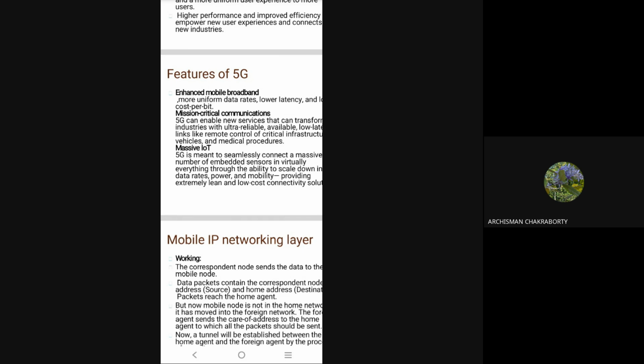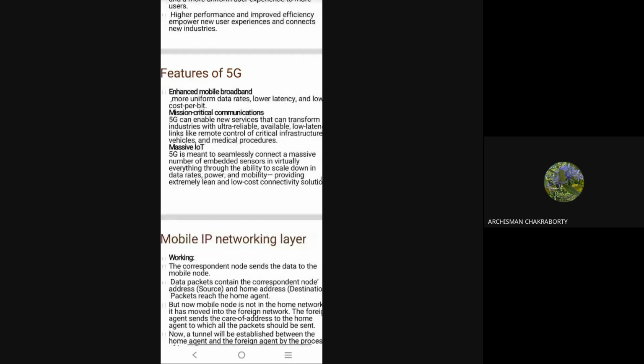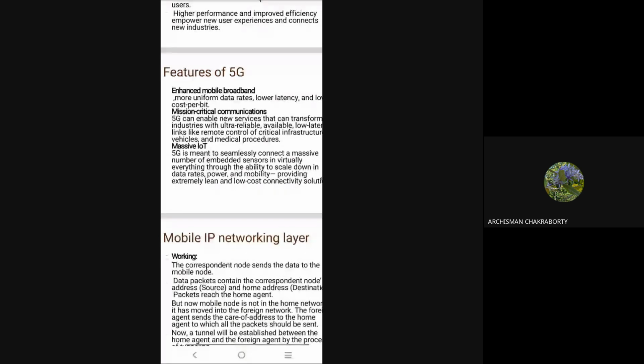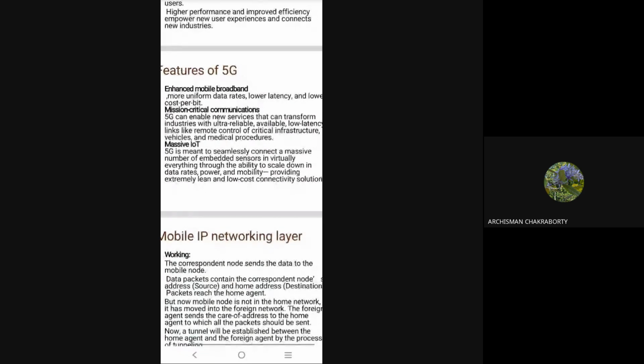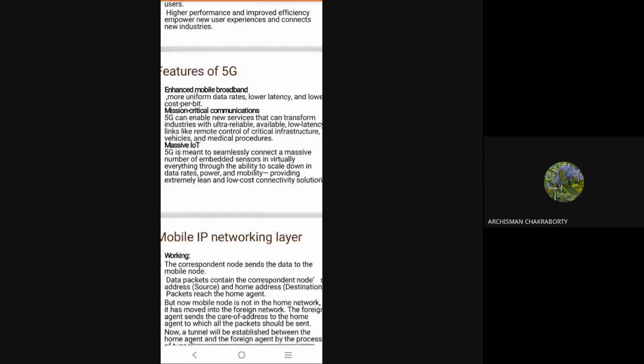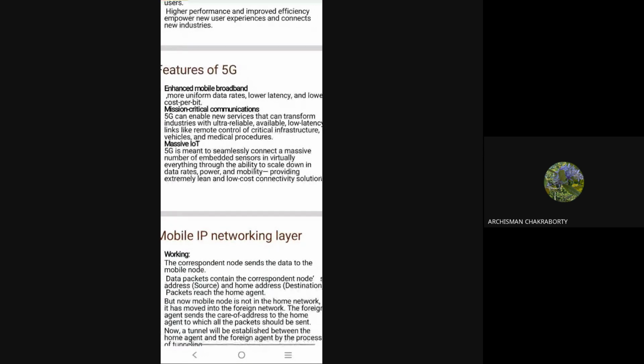5G is meant to seamlessly connect a massive number of embedded sensors in virtually everything through the ability to scale down in data rates, power, and mobility, providing extremely lean and low cost connectivity solutions.